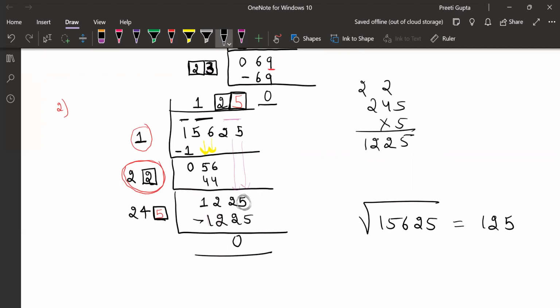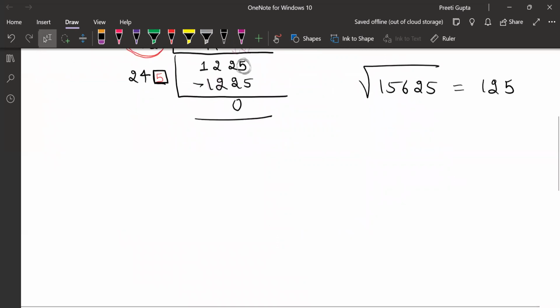So let me consider some decimal numbers over here now. Let me take some examples.